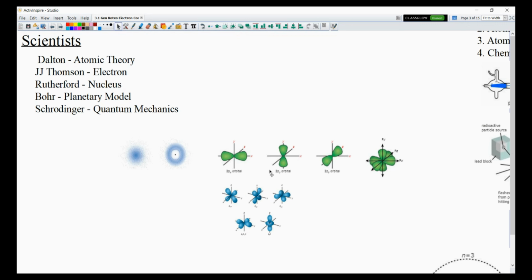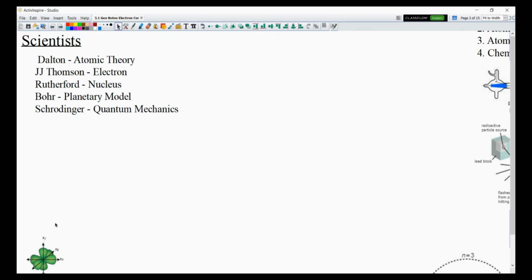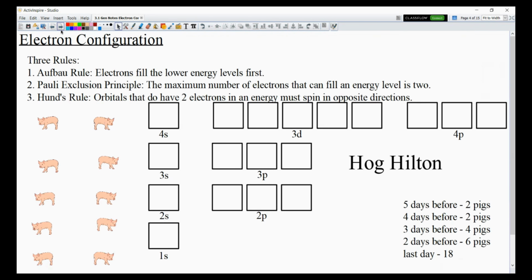And so we diagram electrons around the nucleus using Schrodinger's model. And that's what we're going to talk about when we start talking about electron configuration.